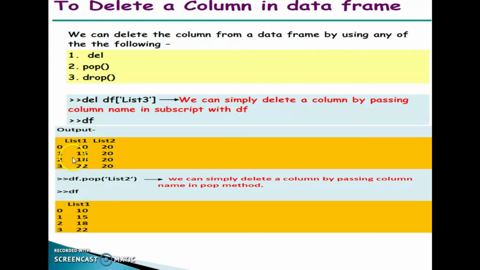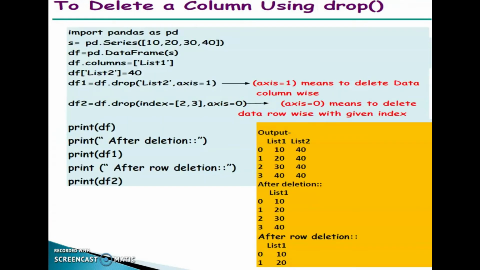Clear? Then another example, df.pop function. Within this parenthesis, I specified list 2. We can simply delete a column by passing the column name in the pop method. We pass the list 2 column name to the pop function. The output is that list 2 is deleted from this df object. Clear?